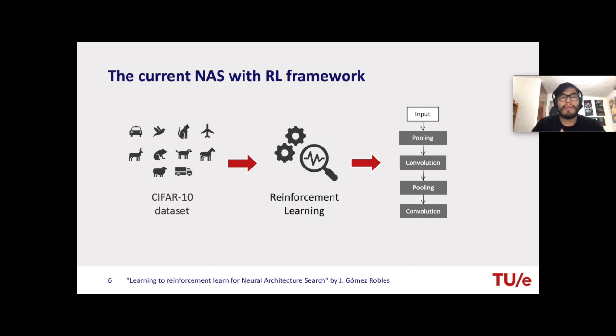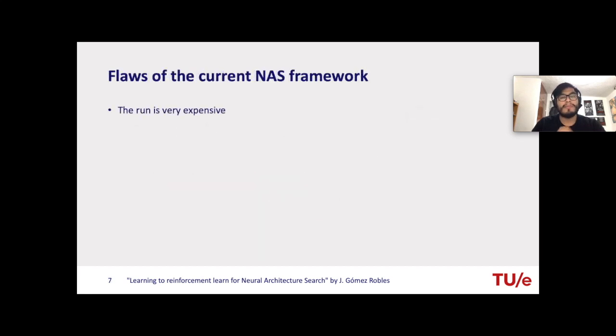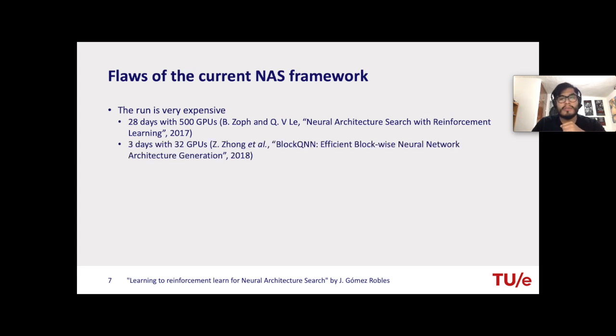If we were to apply the current methodologies to datasets other than CIFAR-10, we will encounter some impediments. In the first place, RL is a costly approach to NAS. One of the early groundbreaking works spent 28 days using 500 GPUs. More recent work has reduced this cost, for instance to 3 days with 32 GPUs, but still it is a high expense. Secondly, the standard form of RL requires us to train the agent from scratch for every new environment, since the policy learned is environment specific.